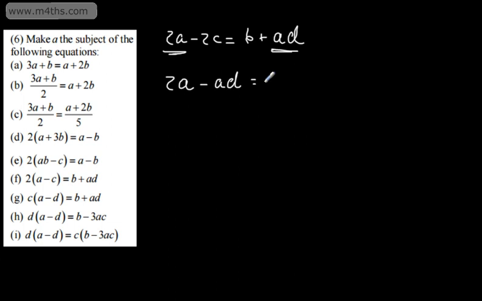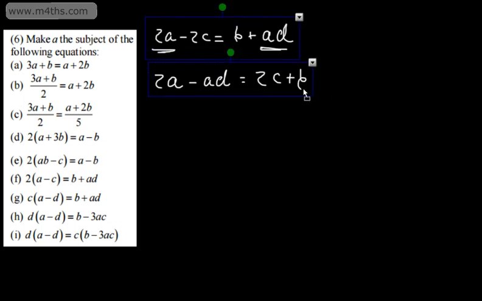Right, let's look at the next one. 2 lots of a minus c is equal to b plus a multiplied by d. So again, we've got a multiplied by d. Let's expand the brackets. 2a minus 2c is equal to b plus ad. That's a term in a, that's a term in a, so I want them on one side. I'm going to subtract this ad from both sides. So we have 2a minus ad. Then I'm going to add 2c to both sides: 2c plus b. That now allows me everything on the left-hand side to have a term in a, and I'll just move this over.